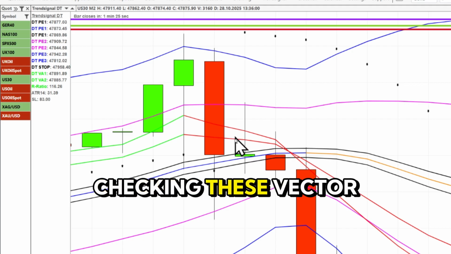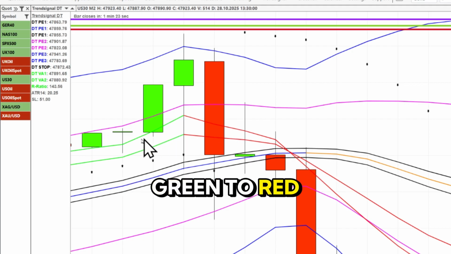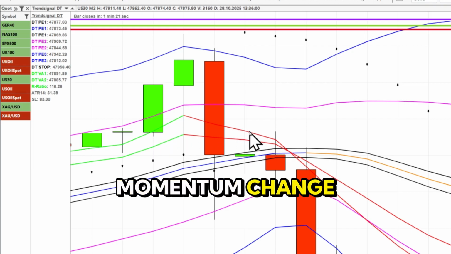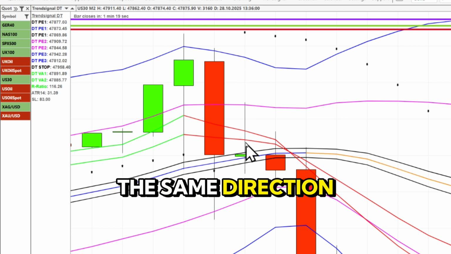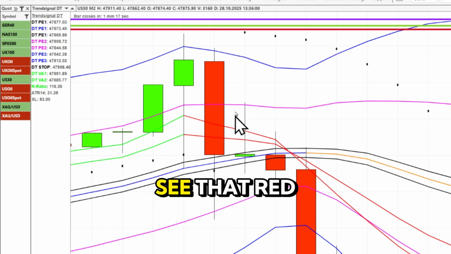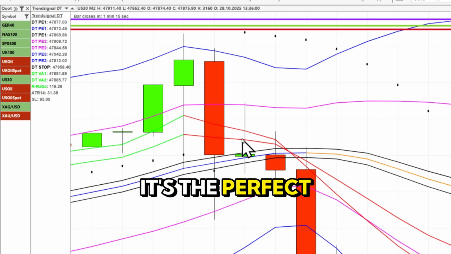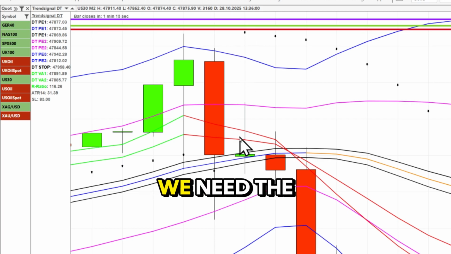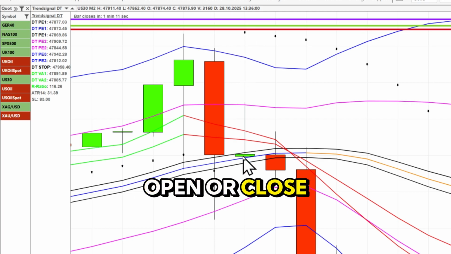Step two is checking these vector average lines. These change from green to red, indicating short-term momentum change. We want them to be in the same direction as ours. That's step two. Here we can see that red, we're shorting. It's the perfect match.